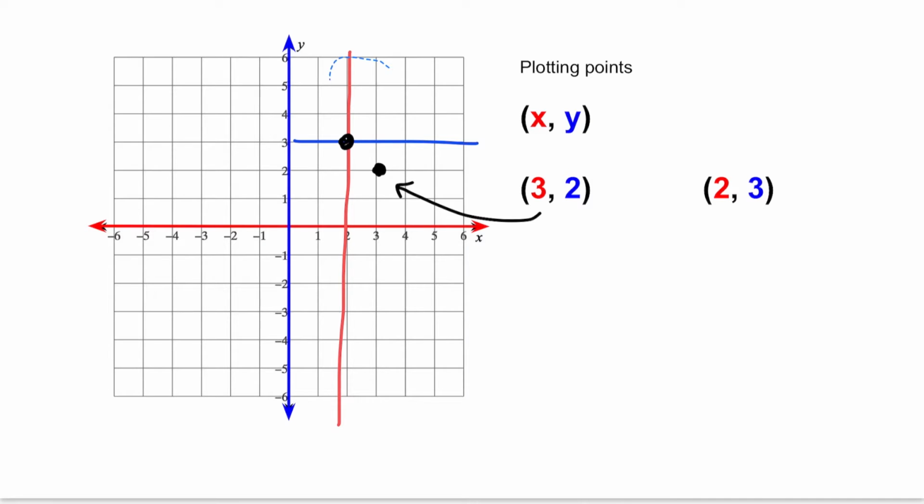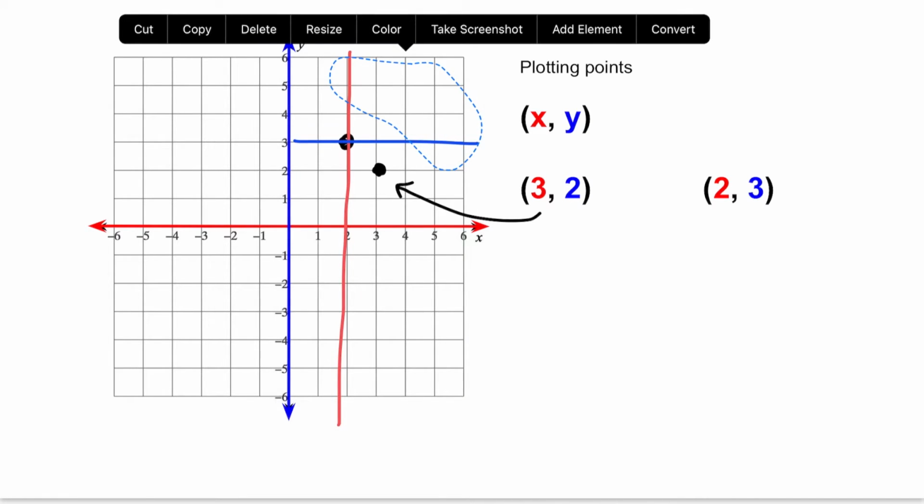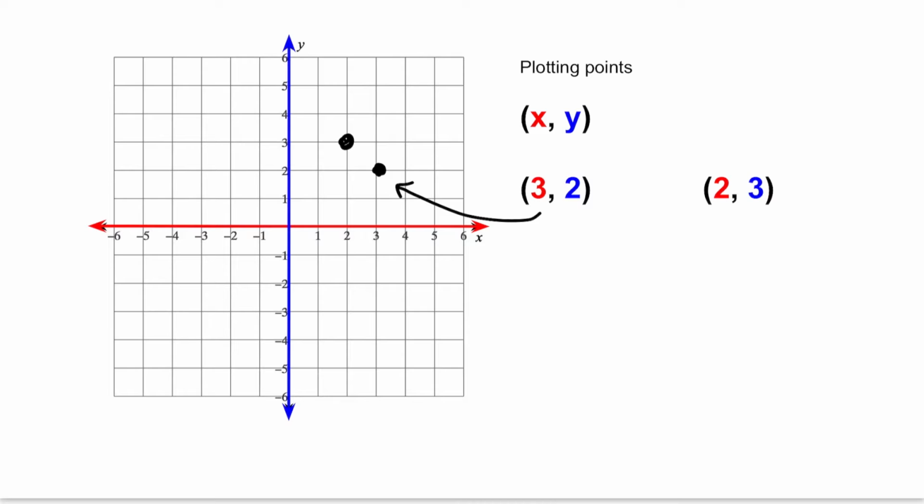When you are comfortable with graphing points, you wouldn't need to add these lines every single time. If you do need to use them in the very beginning, make sure you erase them afterwards, so that way your graph just looks a little cleaner.